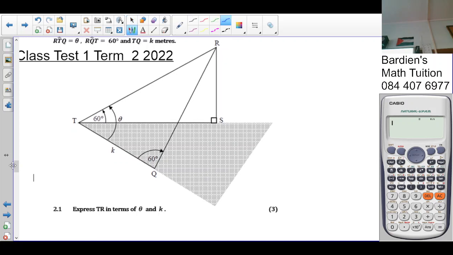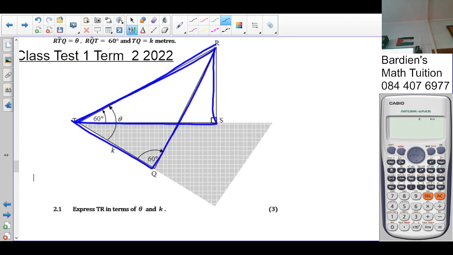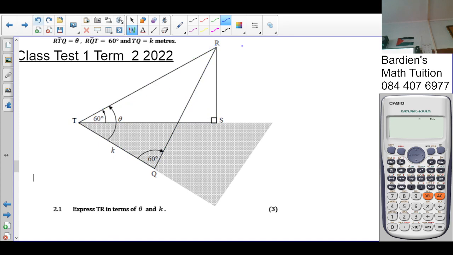So looking at TR, it is this length. TR is in two triangles. It's in that triangle there, and it's in TRQ. Of course, we can't work with the first triangle because there's no K and there's no theta in the first triangle highlighted. However, we work in the other triangle, triangle TRQ. We have a triangle looking like this, with that being 60. That's Q, K, T, theta, and R.